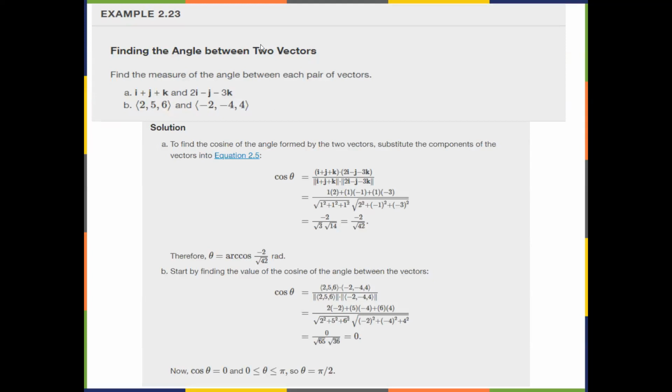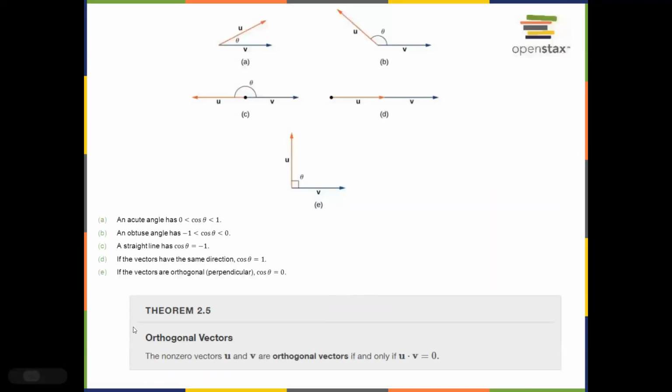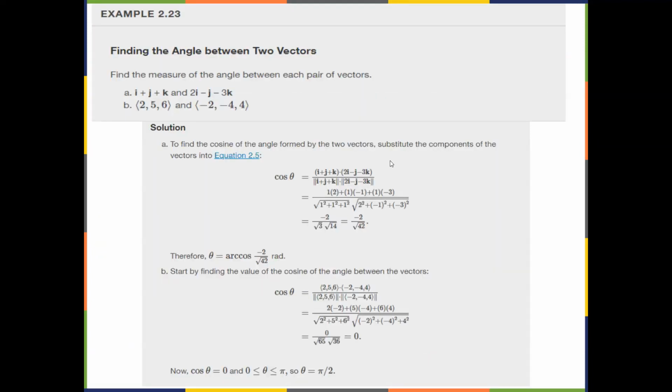All right. So finding the angle between two vectors, find the measure of the angle between each of the pairs. So they give you two vectors. They're giving them to you in two different forms. You can write them however you like. If you like the way B is shown versus the way A is shown, just rewrite it, or vice versa. You're still going to have the same processes. They just like to show you that those are the same things.